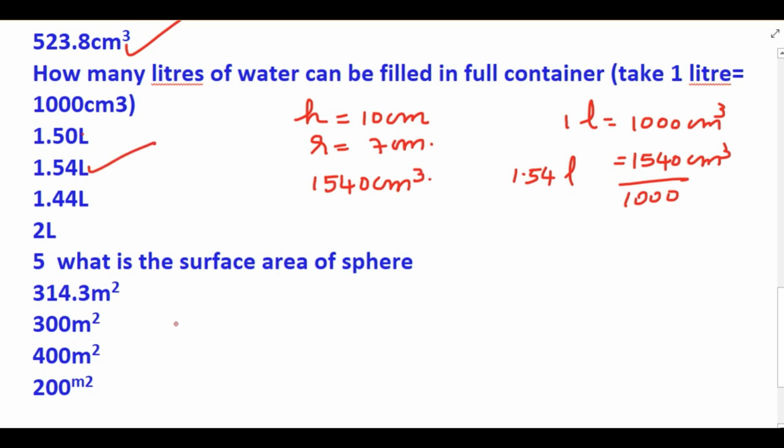Next one, what is the surface area of the sphere? Surface area of the sphere formula is 4 pi r square. 4 into 22 by 7 into radius of the sphere, which we got as 5, squared. So when you simplify this, we'll be getting 314.3 centimeter square.